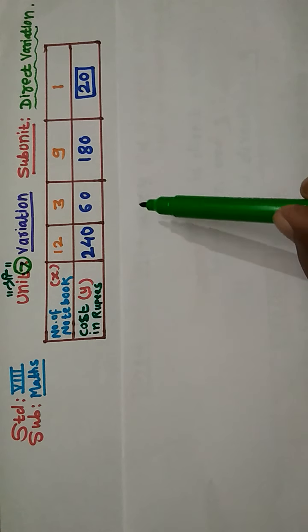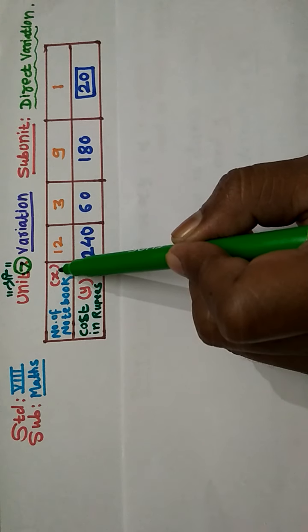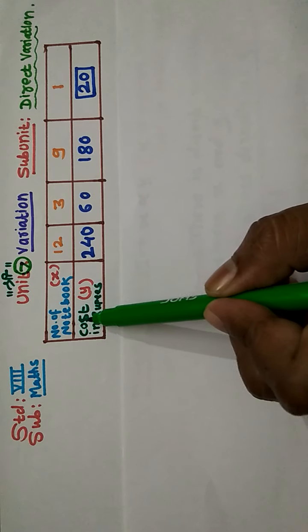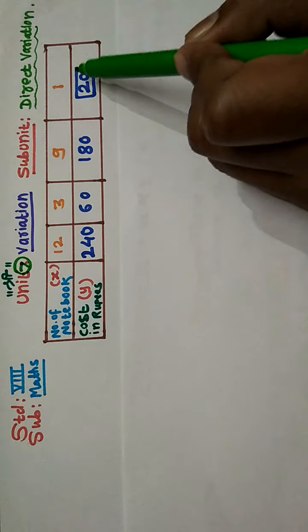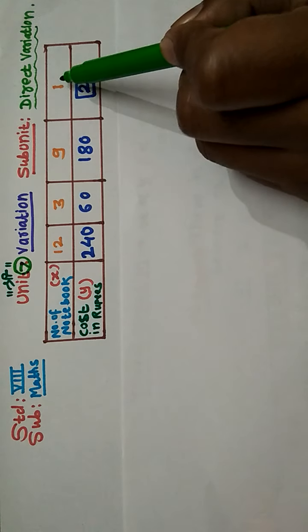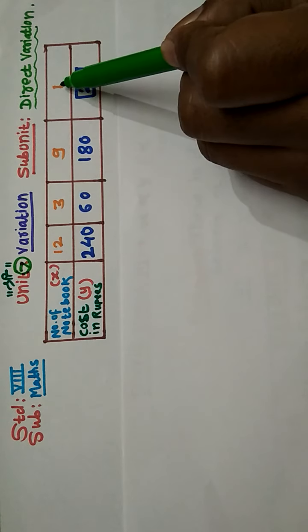Now see here in this table, the number of notebooks is denoted by X and its cost in rupees is denoted by Y. See here, these are the numbers of notebooks. One notebook costs 20 rupees. If we want to find the cost of two notebooks, we get 2 into 20, which means 40 rupees is the price of two notebooks.